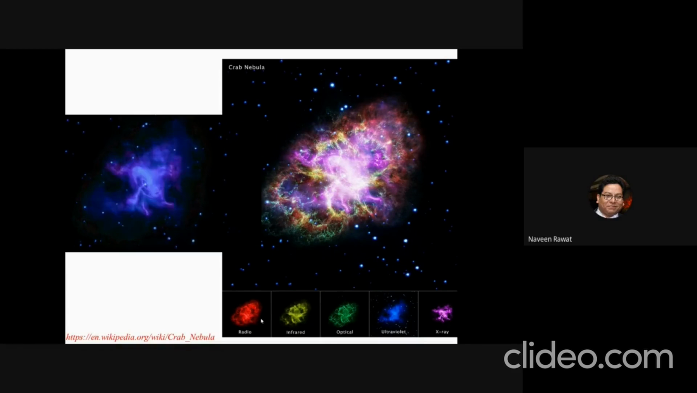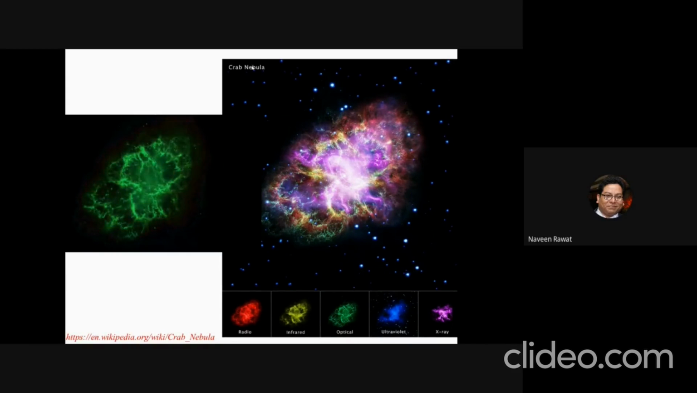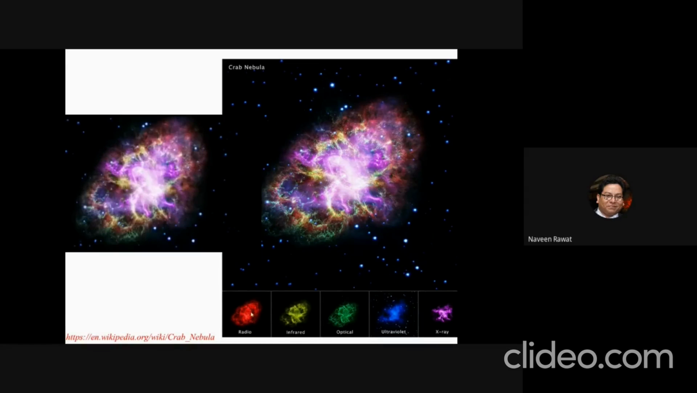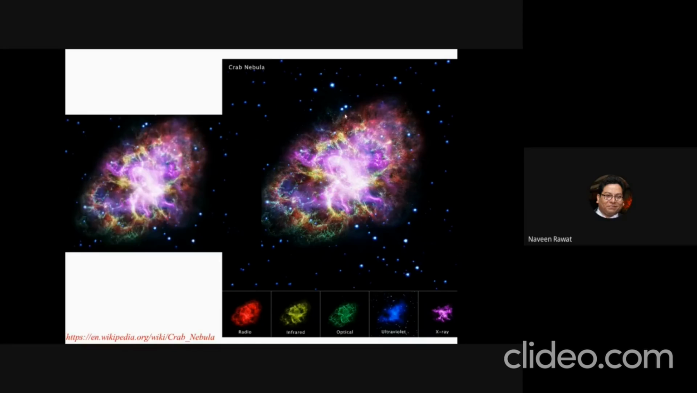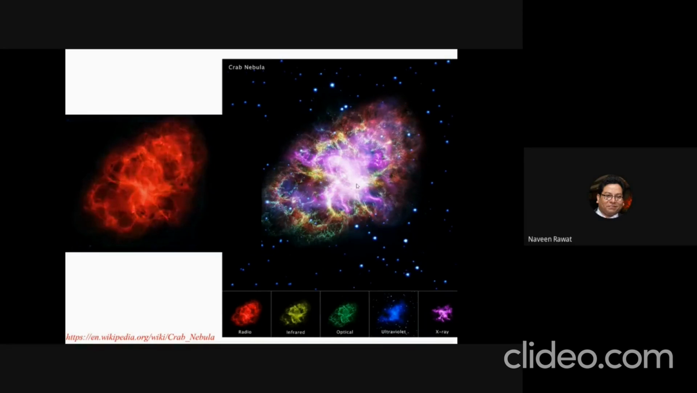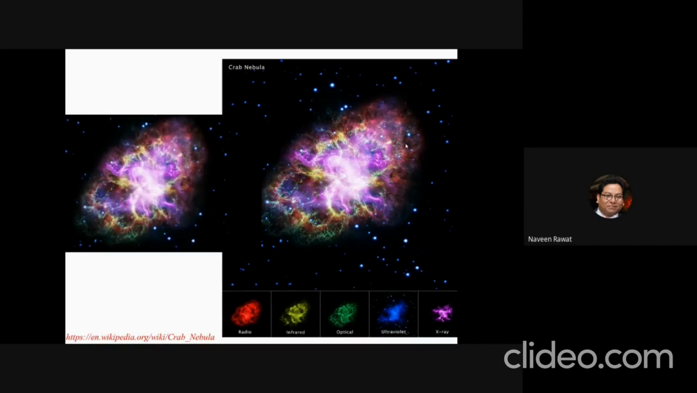All the images that you're seeing here are from the same supernova remnant, but these are different images. One is the radio wave image, one is the infrared image, one is the optical image, and you have the UV image and the X-ray image coming from Chandra. They are all superimposed here, and they form the entire emission that is coming out from this leftover of the star.